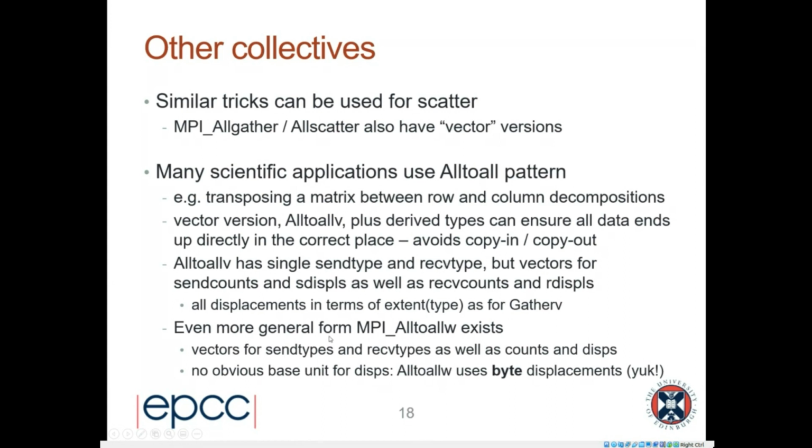So all-to-all is the default. All-to-all v takes a vector, then they had to invent another one, so they just picked the next letter of the alphabet, called all-to-all w. So there's an even more general form, all-to-all w. You have vectors for send types and receive types as well as counts and displacements. So I think this would do what Luca wants. You can have multiple data types.